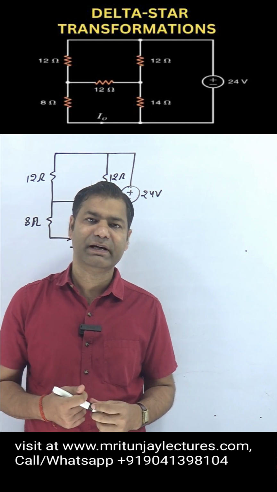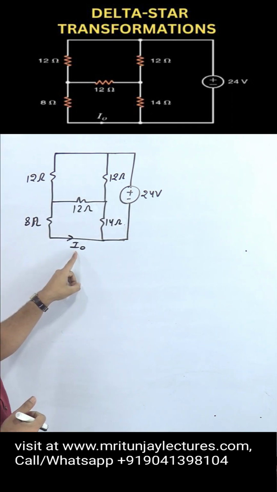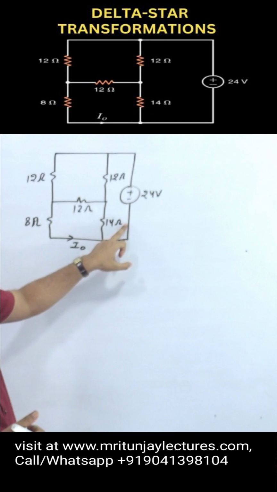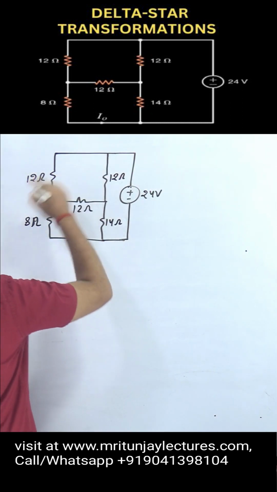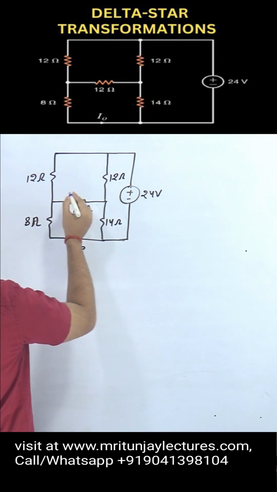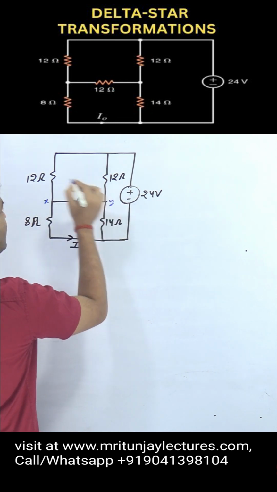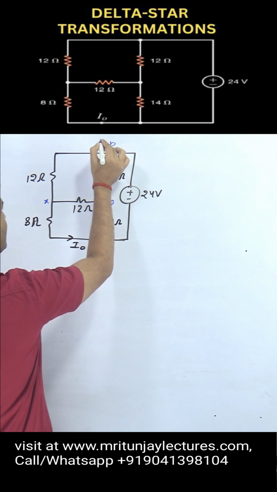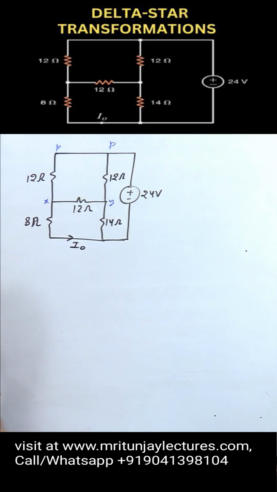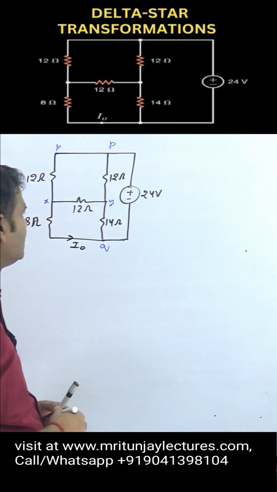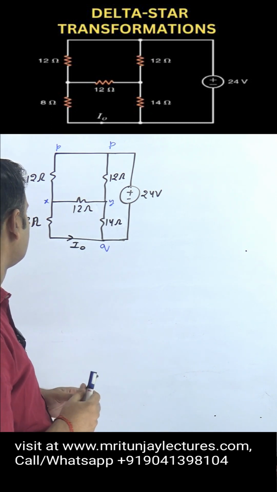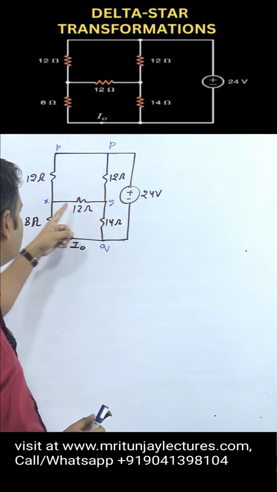Now our motto is to determine I naught. So how can we determine I naught? First of all, if you see the circuit, here is X, here Y and here P, that is also P, clear or not? And that is Q, clear? If you see the circuit, that is a delta.